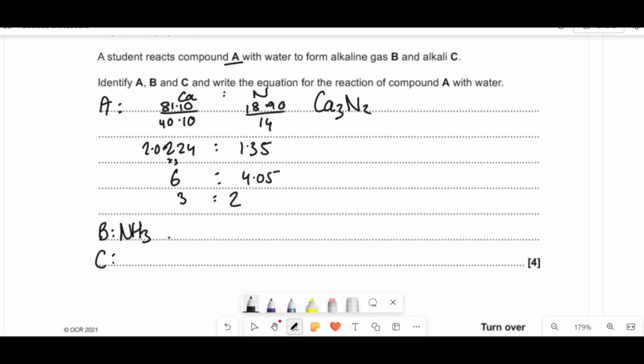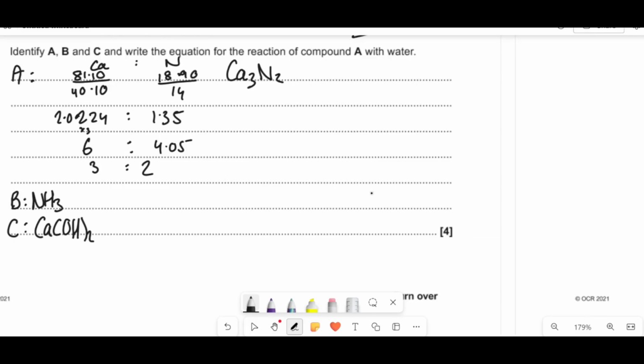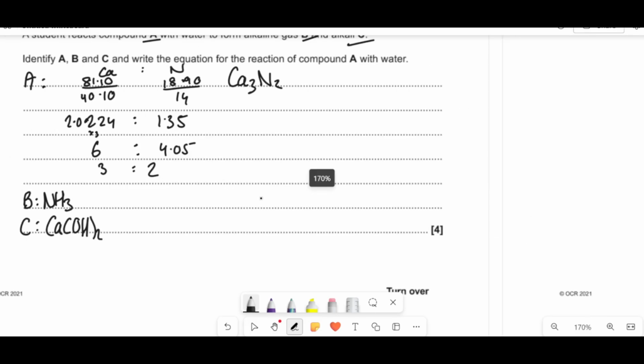So what's left is all the calcium bits. Calcium in water, something that's basic, has to be calcium hydroxide, like that. So now I know what B and C is. Then it says identify A, B, and C, and then write an equation for the reaction of A with water. So when writing an equation out, write what you know first, and then all the funky balancing stuff, right?